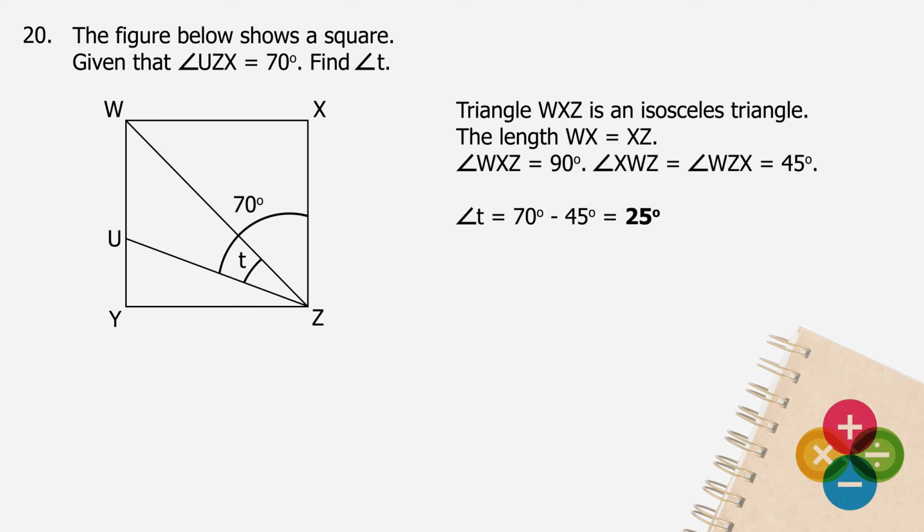Triangle WXZ is an isosceles triangle. Therefore, the length WX will be equal to the length XZ. The angle WXZ is a right angle, which is equal to 90 degrees. Angle XWZ will be equal to angle WZX, which is equal to 45 degrees. Angle T will be, subtract 45 degrees from 70 degrees, and the difference is 25 degrees. Angle T is 25 degrees.